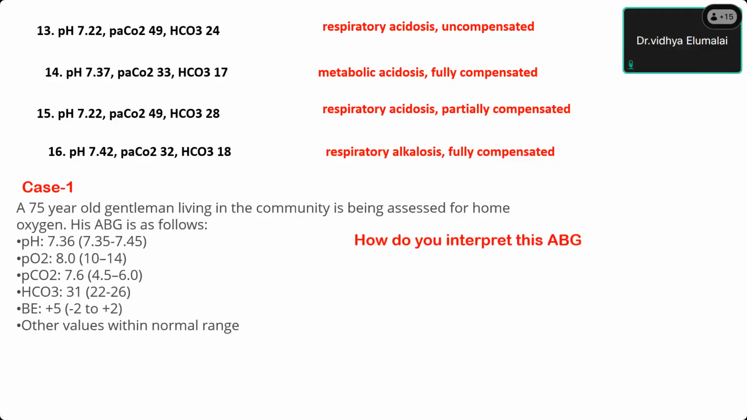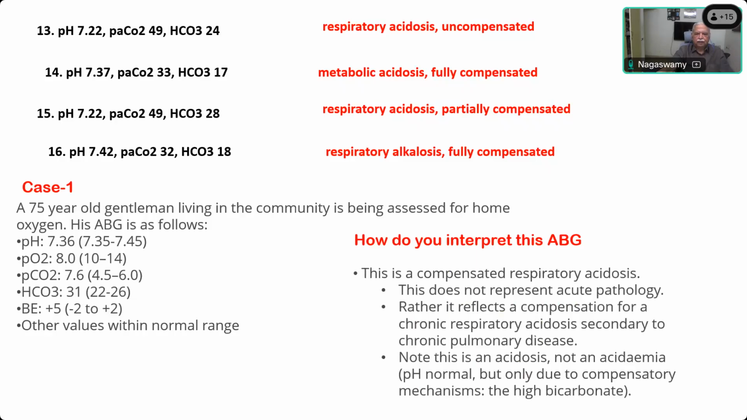Fully compensated respiratory acidosis. Yes, this does not represent acute pathology. Rather, it reflects compensation for chronic respiratory acidosis secondary to COPD. Note this is an acidosis, not an ischemia. The pH is normal, but only due to a compensatory mechanism, that is, high bicarbonate.